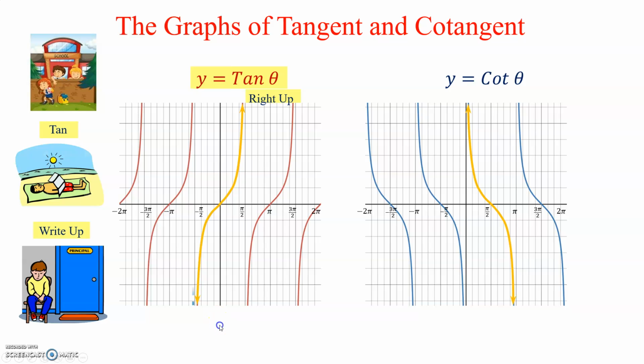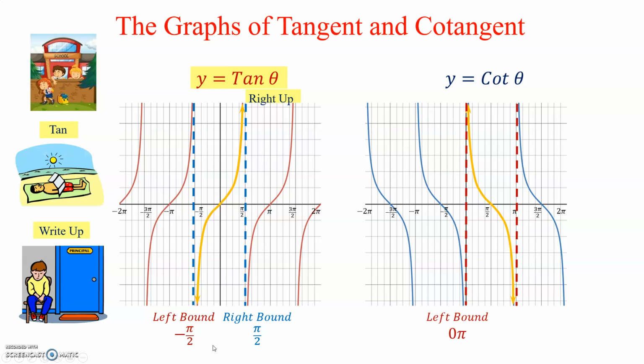Second thing we need to be aware of is the boundaries, specifically the asymptotes. The left bound for tangent is located at negative pi over 2, while the right bound is at positive pi over 2. Whereas for cotangent, the left bound is at 0 and the right bound is at pi. So these are critical points that distinguish one graph from the other.